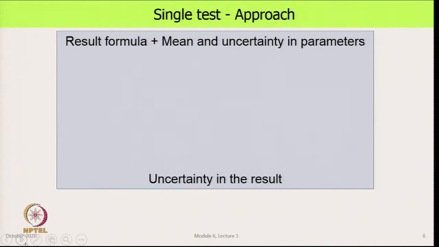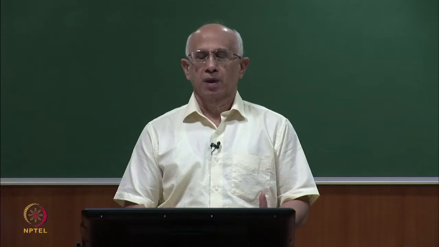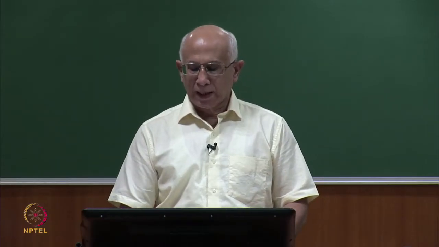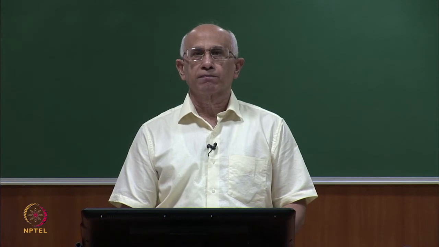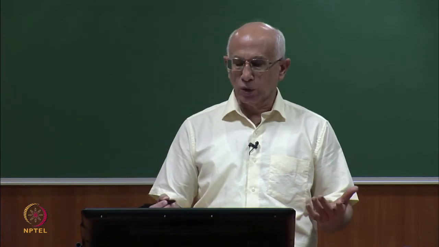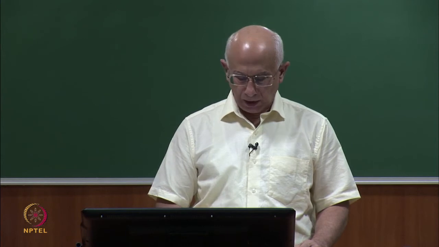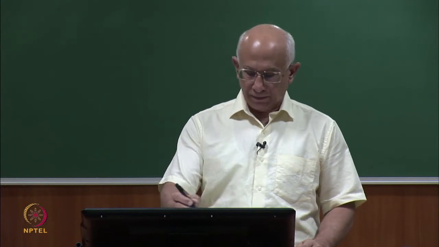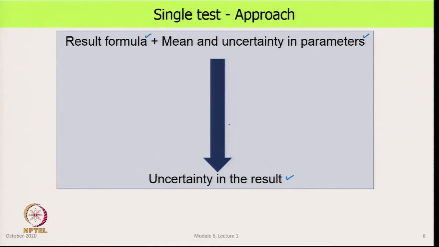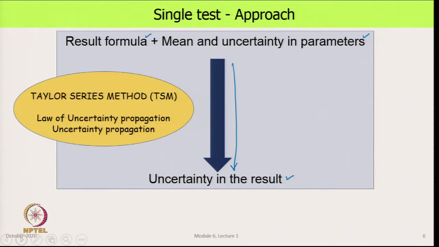So, let us see what are the approaches we have. We have the result formula and the mean and uncertainty in every parameter. We are starting with this, and our objective is to calculate uncertainty in the result. The mean value of the result is also known. So, we have to come from here to here, and we have two broad possibilities.